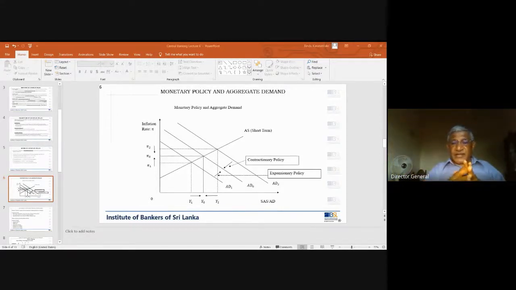If you take the law of demand, the law of supply, market equilibrium, it is very simple. But when it comes to central banking, it has so many different dimensions. That's why it looks very complicated, but it is a really interesting subject. I'll try my best to make it interesting to all of you.